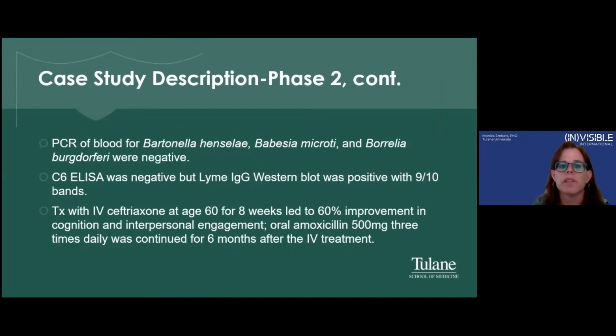PCR of blood for Bartonella henselae, Babesia microti, and Borrelia burgdorferi were negative. C6 ELISA was negative, but Lyme IgG Western blot was positive with 9 of 10 bands. Treatment with IV ceftriaxone at age 60 for 8 weeks led to approximately 60% improvement in the cognition and interpersonal engagement. She then received oral amoxicillin 3 times a day for 6 months after the IV treatment.